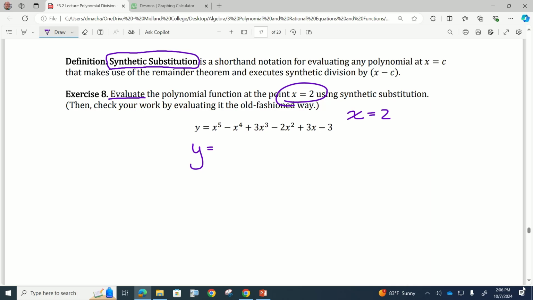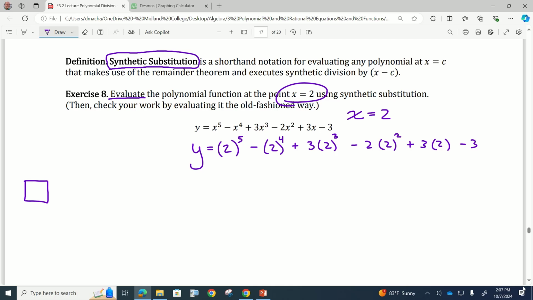And the way that we evaluate functions is we just go through the function, and everywhere I see an x, I'm going to replace that with a 2. So it's 2 to the 5th minus 2 to the 4th plus 3 times 2 cubed minus 2 times 2 squared plus 3 times 2 minus 3. Okay? But there's an alternative. The alternative is called synthetic substitution, and this is how it works.